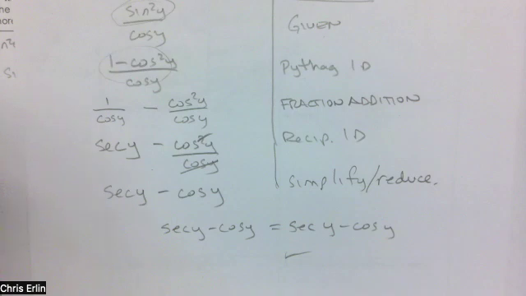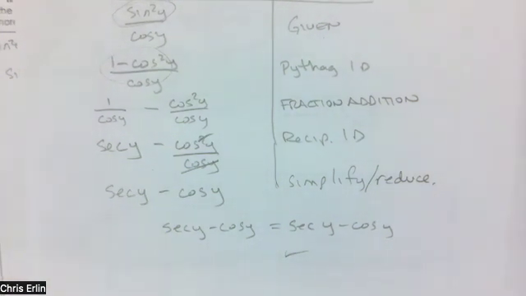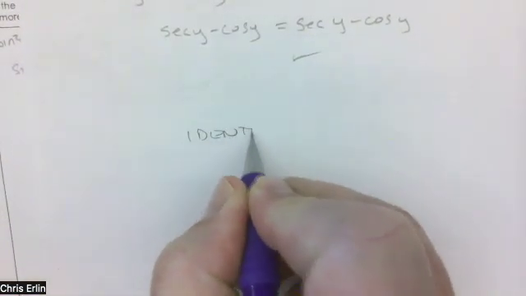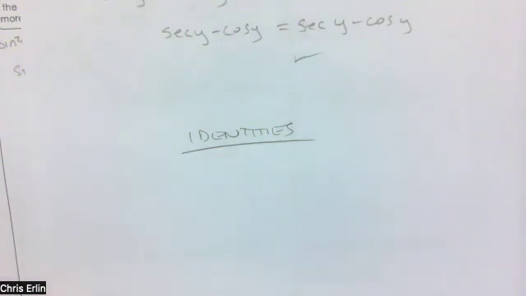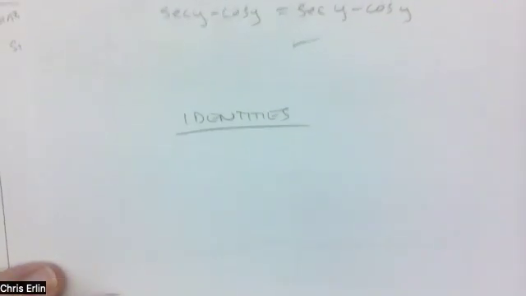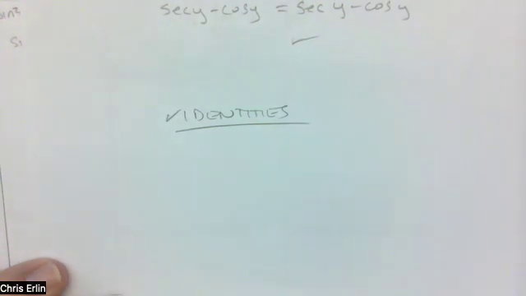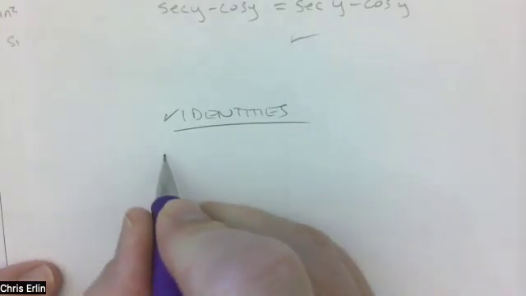Okay, there are 3 things to be successful with this. 1, you must know your identities. We've had a chance to play with those quite a bit. If you have not yet memorized those, please get good at those. The quotient identities, the reciprocal identities, the Pythagorean identities, the even odd identities. We're going to be adding some more on as well.